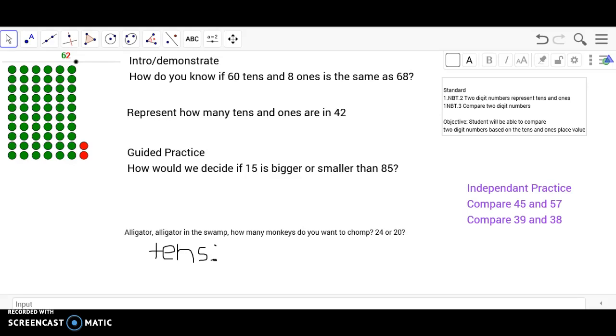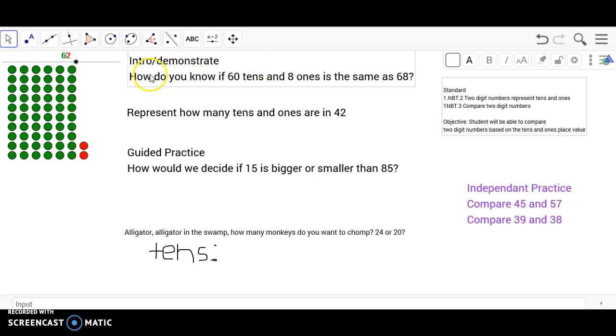This video is on our two standards: two-digit numbers represent tens and ones, and compare two-digit numbers. After this video, you will be able to compare two-digit numbers based on the tens and ones place value.